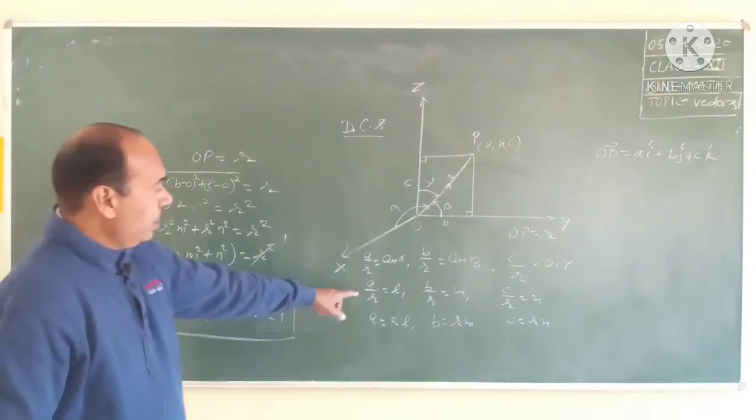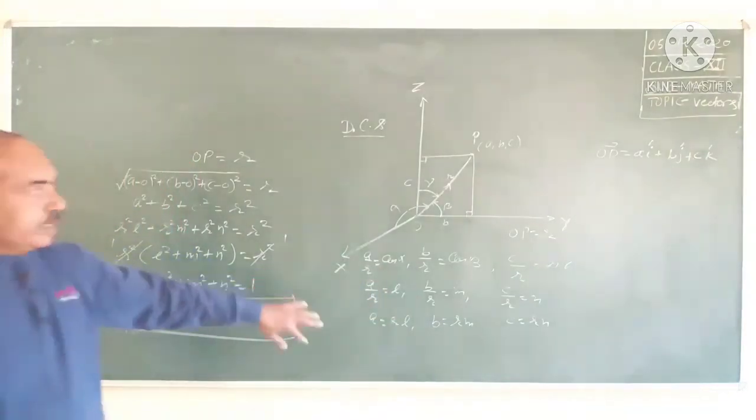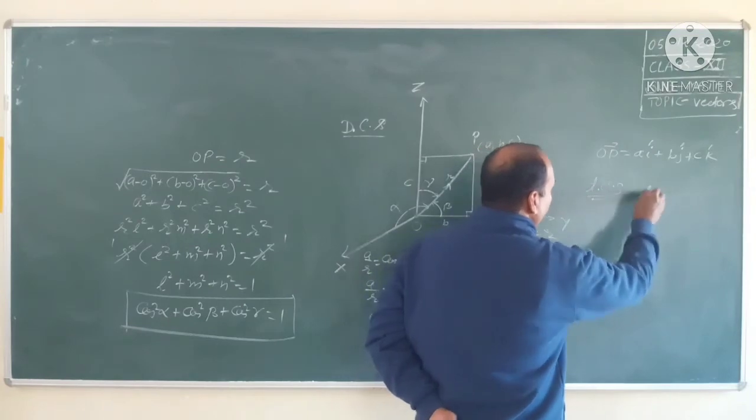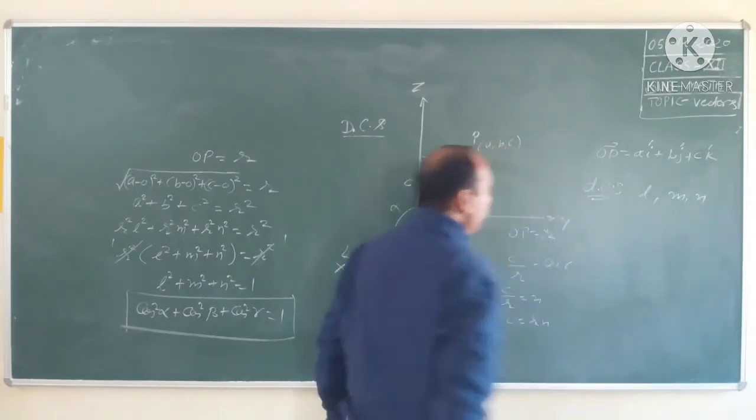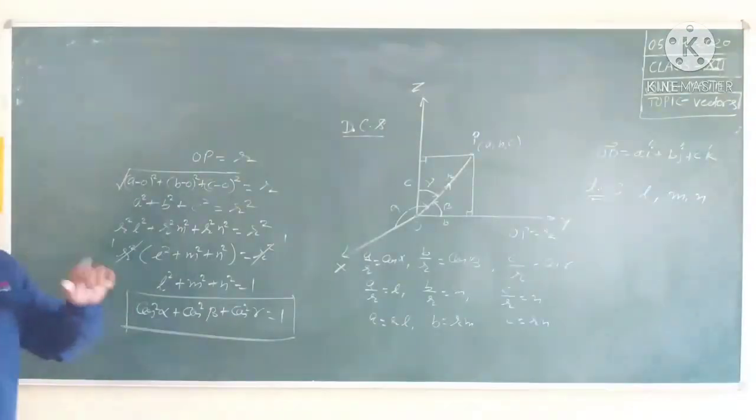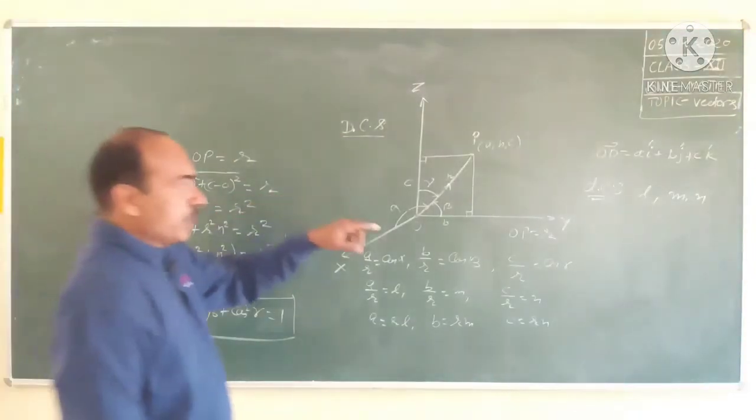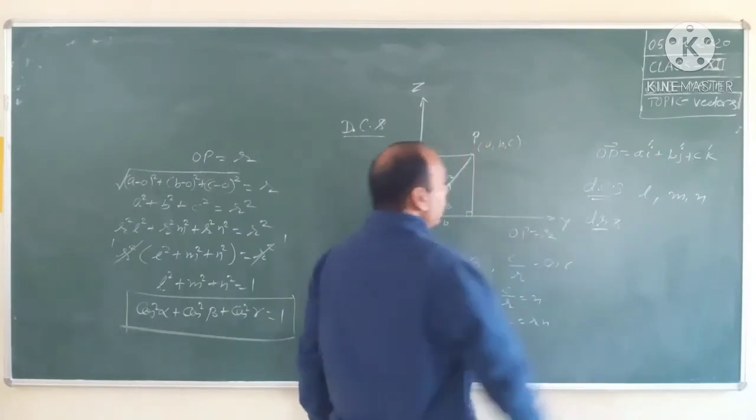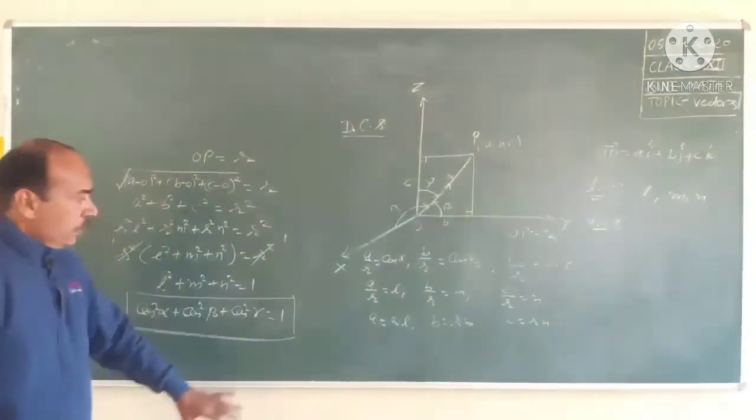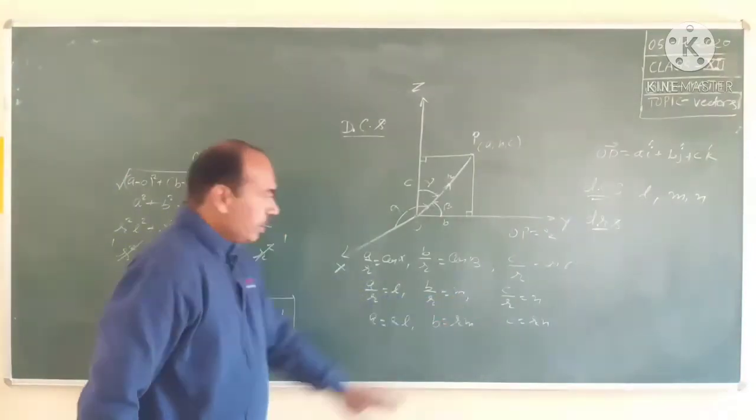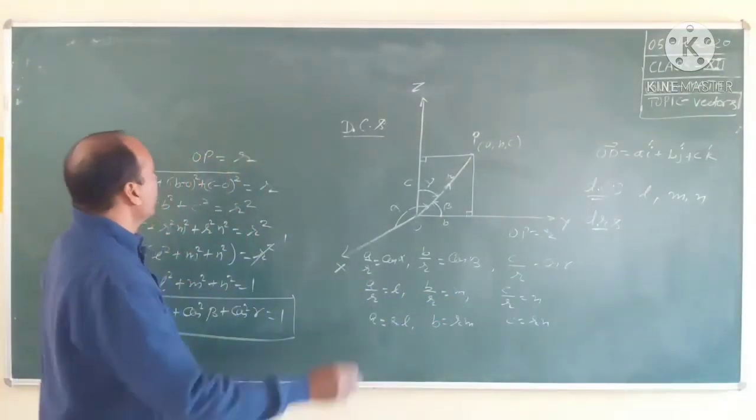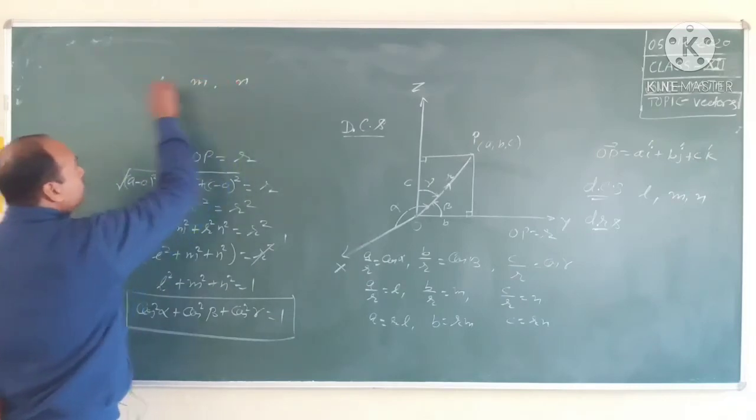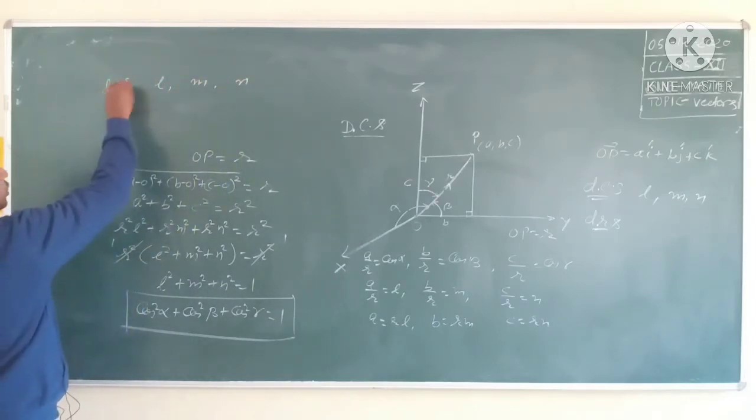So here L, M, N are called DCs, direction cosines. DCs, which are called L, M and N. And there is one more word, direction ratios, DRs, direction ratios of a vector. So L, M, N are the direction cosines. Once again, see here, L, M and N are DCs, direction cosines.